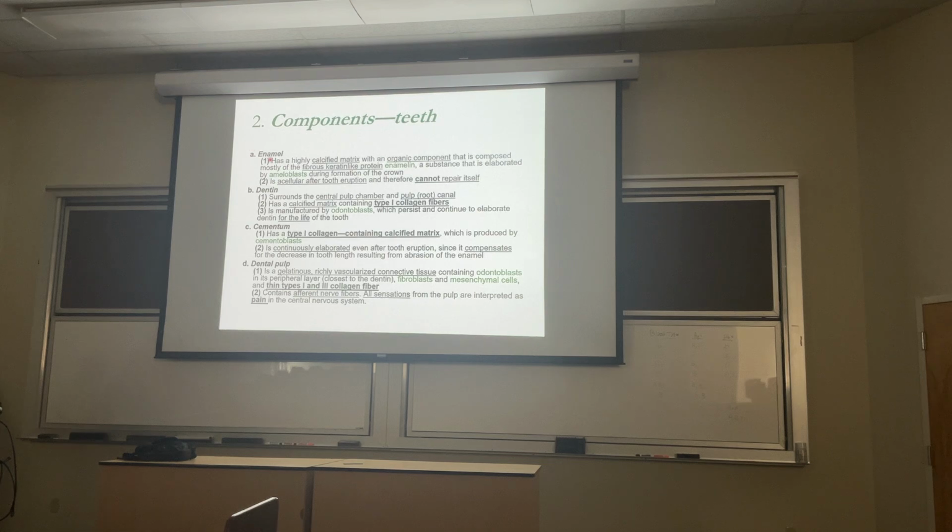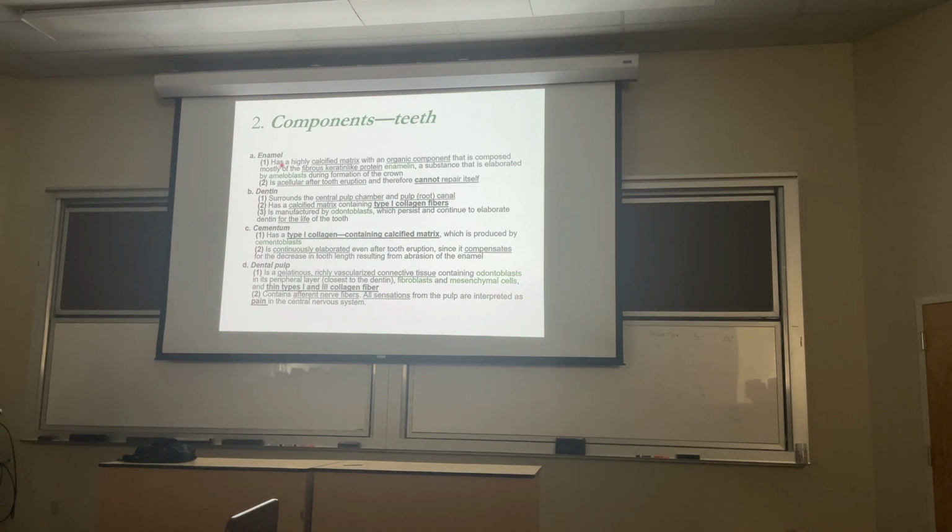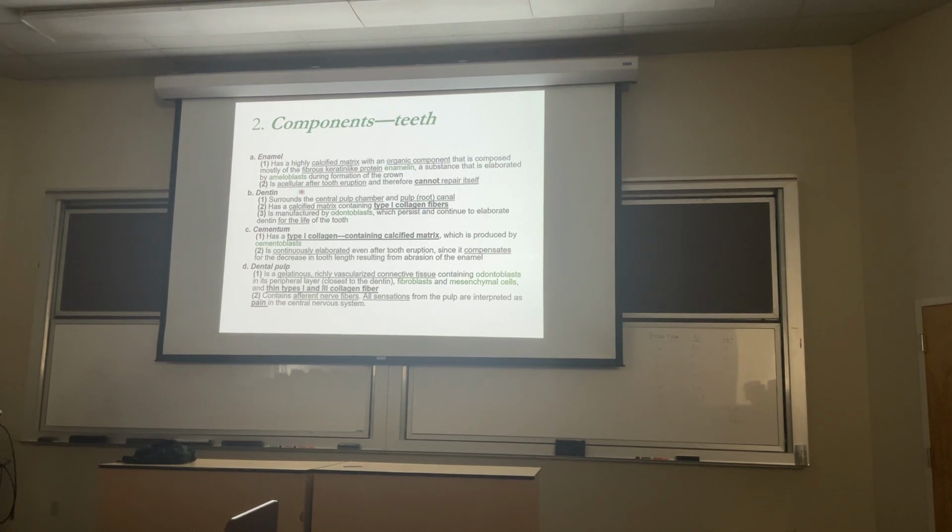Here are some of the characteristics of the different parts of the tooth. Enamel is secreted before the teeth erupt from the gums by tall columnar-shaped cells called ameloblasts. Eventually the ameloblasts are displaced by the enamel that they're laying down. After the tooth erupts from the gums, it's acellular and it cannot repair itself.